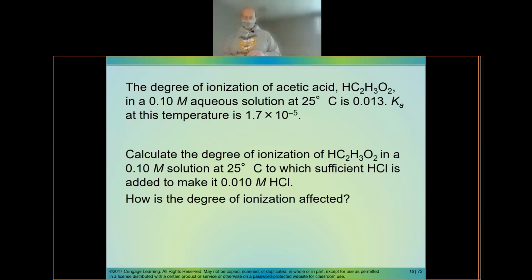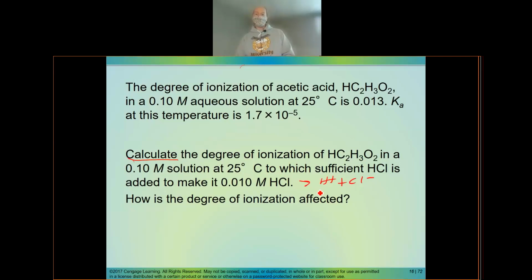All right, so here is an example of the common ion effect. If you have acetic acid all by itself, 0.1 molar, you have a degree of ionization of 0.013, or a 1.3% ionization. Now the Ka is 1.7 times 10 to the minus 5. So they did that calculation for you. The question is, now we need to calculate the degree of ionization for acetic acid, that's 0.1 molar, to which HCl is added, and that is a 0.010 molar HCl. Remember that that is a strong acid.